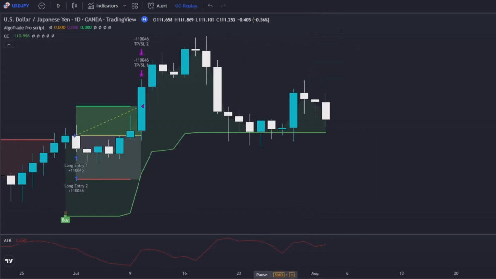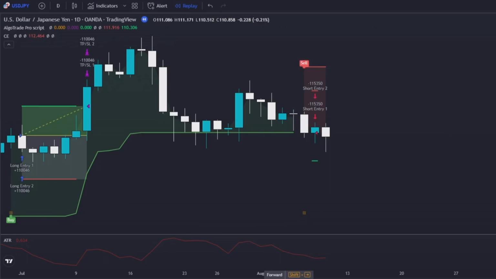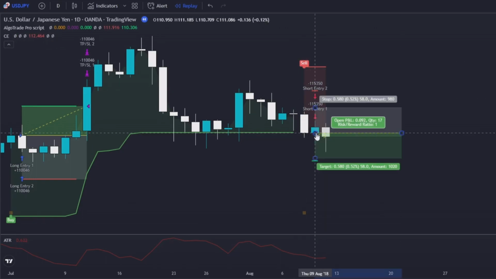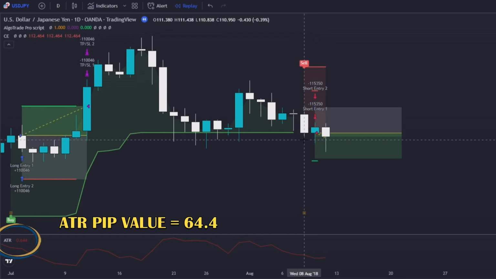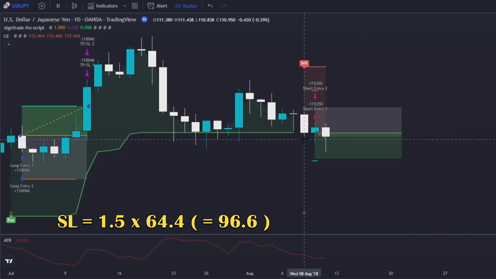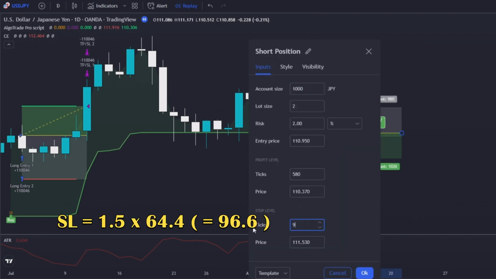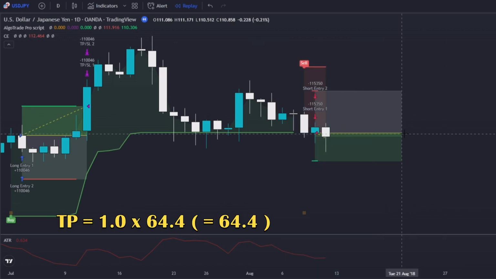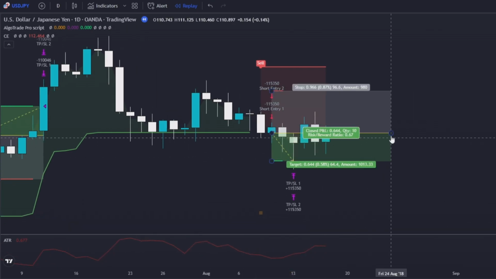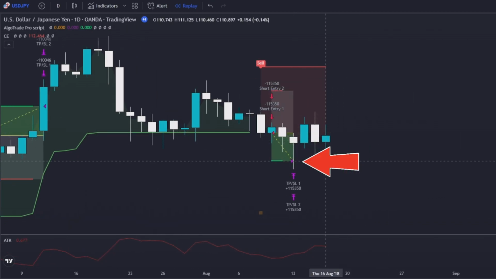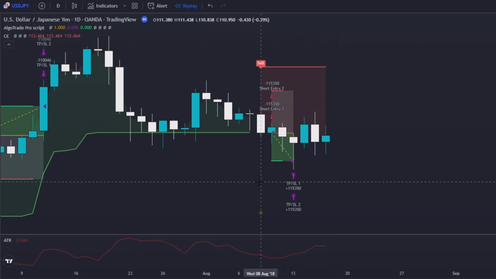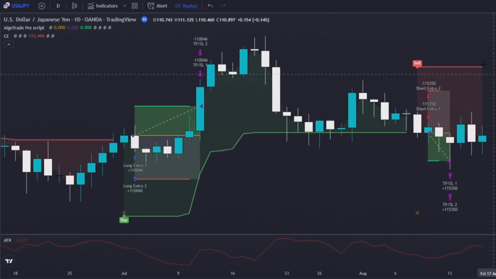After that long signal, the strategy gave a short signal. The algo considered the entry point after the closure of the signal candle given by the indicator. The stop loss value is 1.5 times the ATR pip value, so 1.5 times 64.4, which is 96.6 pips. And for the take profit, the value is 1 times the ATR pip value, so 64.4 pips. This trade will be a profitable one too. The take profit was hit here. As you can see, our algo is working correctly.